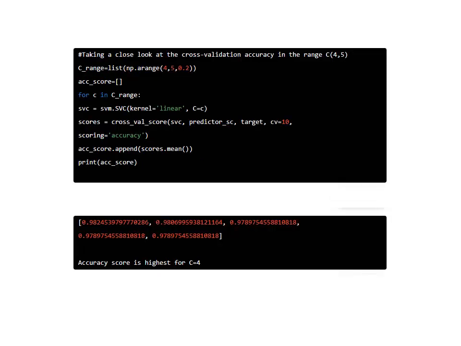Here we take a closer look at the cross-validation accuracy in the range of C from 4 to 5. So we have a list arranged from C equal to 4 to 5, evenly spaced with an interval of 0.2. So there should be a total of 5 values, and we compare the accuracy scores for the 5 C values, and then we found that the highest one is at C equal to 4.